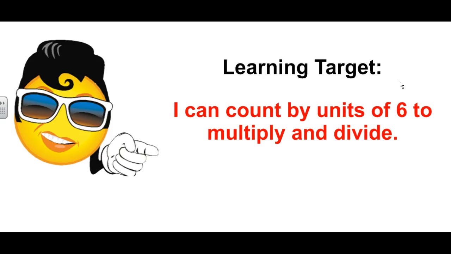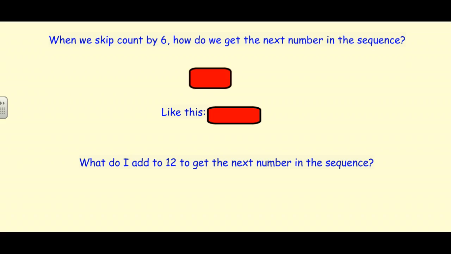For lesson 4, your learning target is I can count by units of 6 to multiply and divide. So we're going to be working a lot with our sixes today and multiplying by 6. So when we skip count by 6, how do we get the next number in the sequence? So how do I get from 6 to 12, from 12 to 18, from 18 to 24? What am I doing to each number to get to the next number? Write that on your board and push pause.